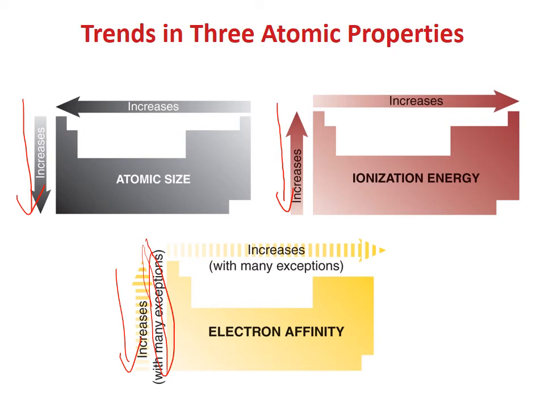Now across a period, effective nuclear charge increases, so the atomic size decreases from left to right. Because the atomic size decreases, electrons are more attracted to the nucleus, and therefore ionization energy increases from left to right. Adding an electron becomes easier, so electron affinity should increase or become more negative, again with many exceptions.